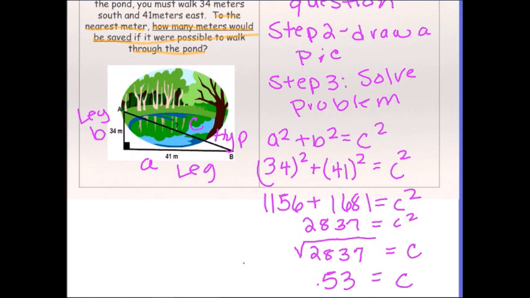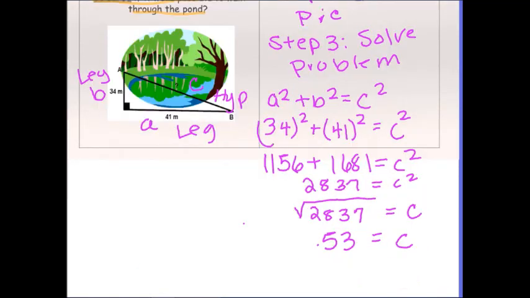And the question says, how many meters would be saved if it was possible to walk through the pond? So if I could walk straight through here, it is 53 meters. So let me write that complete answer out. Okay, or you can write it in words.